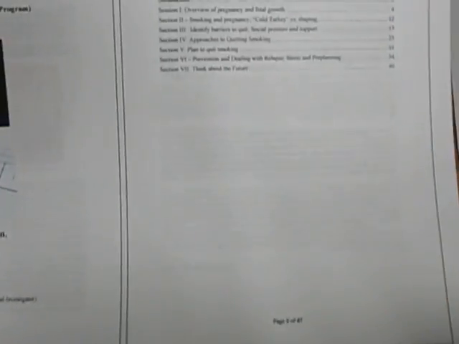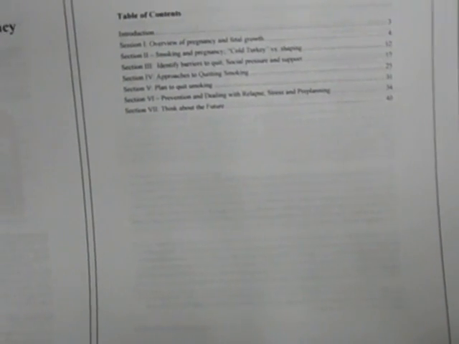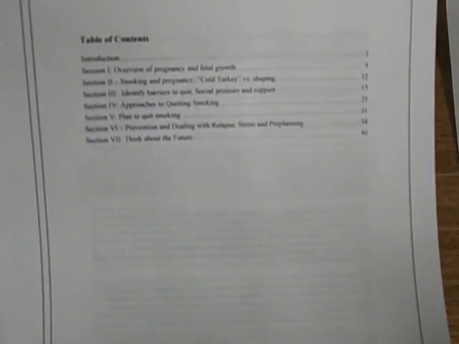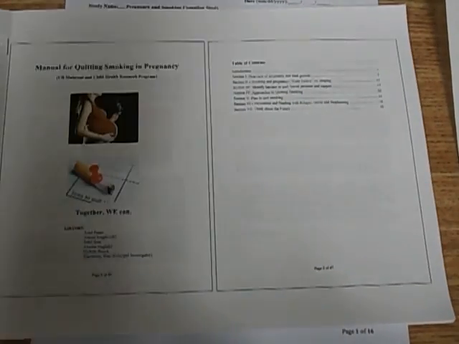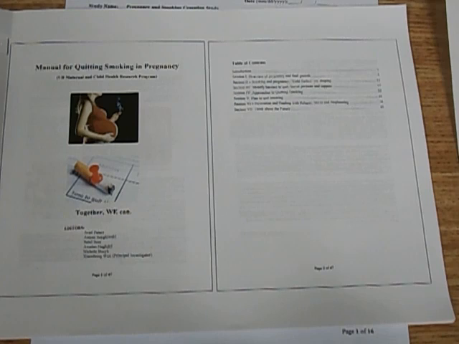This booklet has 7 sections. Just preview each one. Just flip to the table of contents, and you preview each section. And you're going to tell them to read one section every visit.